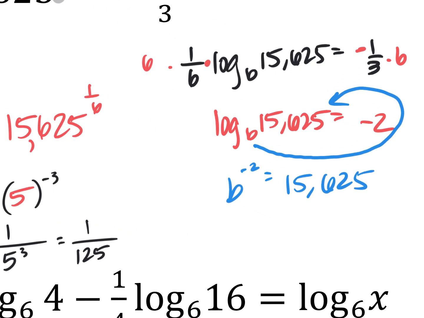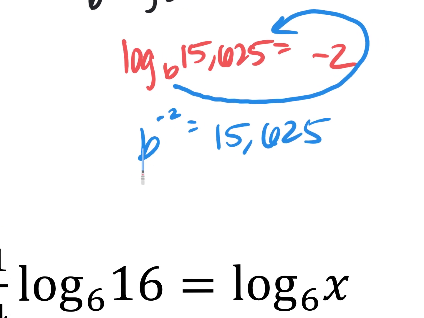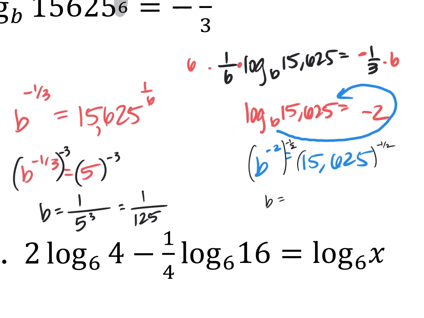What am I going to do? What is the opposite of b to the -2nd? How do I just get b? What am I going to raise this to? 1/2. Isn't it going to be -1/2? The reciprocal is -1/2. So I've got b then 15,625 to the -1/2. I'll even just show you. We could do 15,625 to the -1/2 on the calculator. Is that what I had over there?